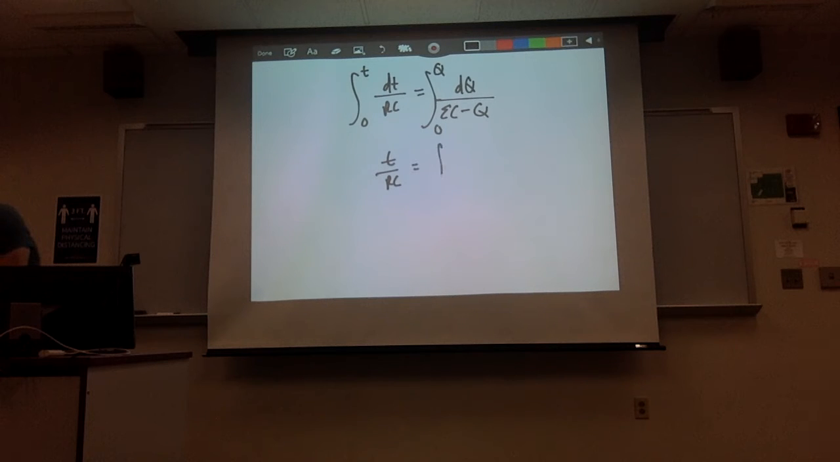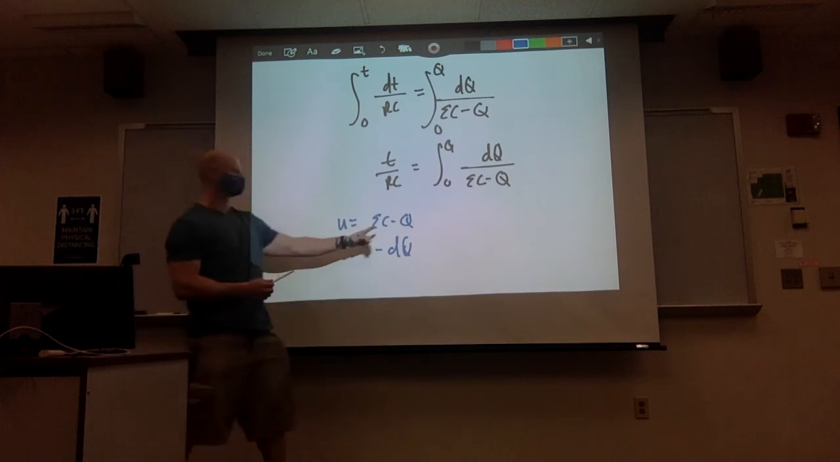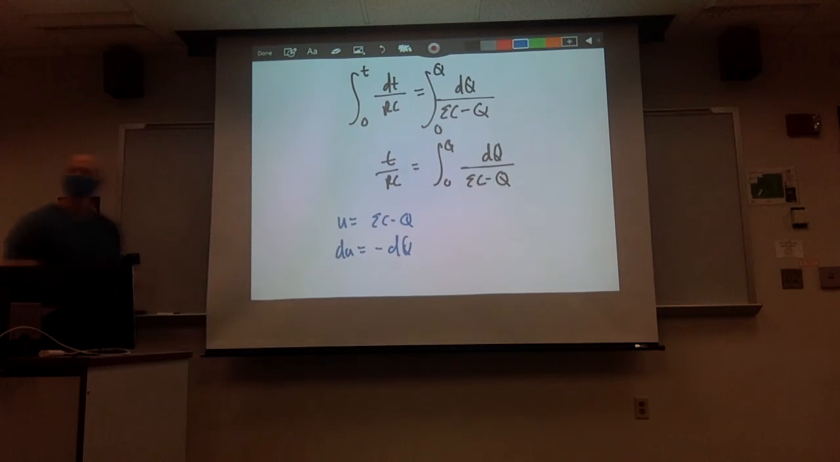What's the right-hand side? Well, for the right-hand side, I'm going to use a u substitution. Okay? So in this case, u is equal to EC minus Q, which means du is going to be equal to negative dq. You okay with that? E and C are both constants, so I can't take a derivative of them. So the only thing I take a derivative of is this.